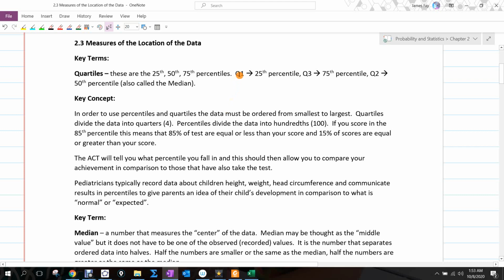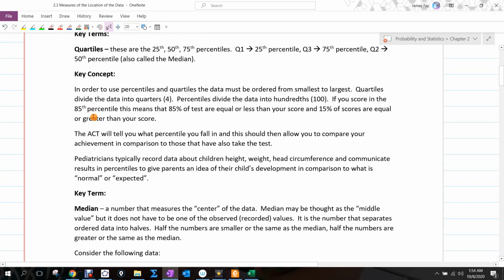Some just abbreviations: Q1 or Q sub 1, we call it 25th percentile. Q3 or Q sub 3, sometimes we call it 75th percentile. Q2 is the median or the 50th percentile. Median meaning middle number. Says in order to use percentiles in quartiles, the data must be ordered from smallest to largest or ascending. Quartiles divide the data into 4 quarters. Says percentiles divide the data into hundredths.